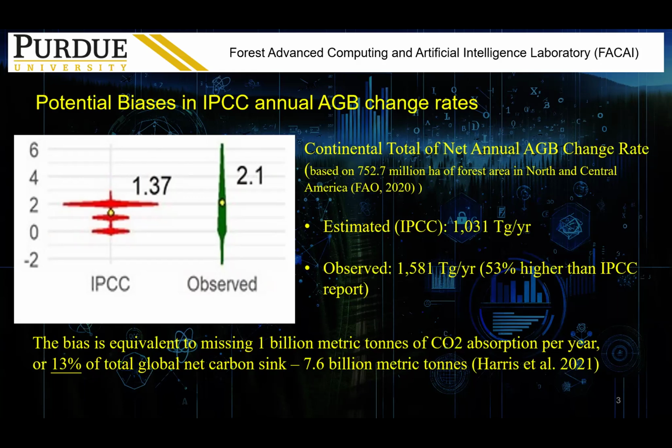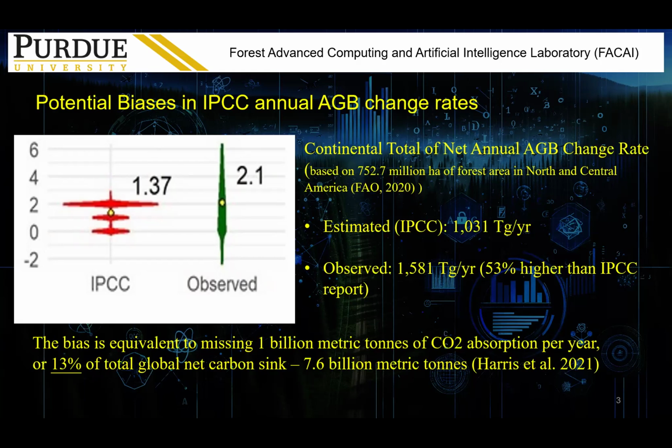752.7 million hectares of forest area in North and Central America, we found that basically the estimated value according to IPCC is 53% lower than what is actually observed there according to the repeated measured plots. And this bias is equivalent to missing 1 billion metric tons of CO2 absorption per year, which is roughly about 13% of the total global net carbon sink.